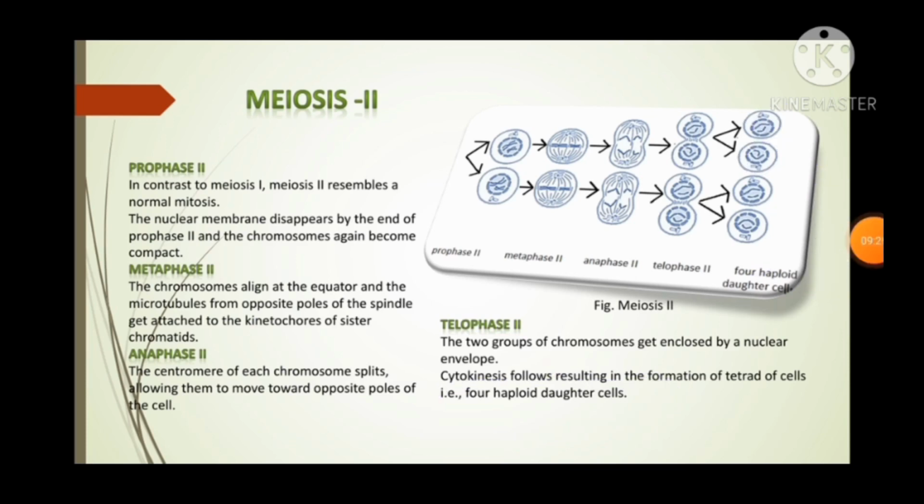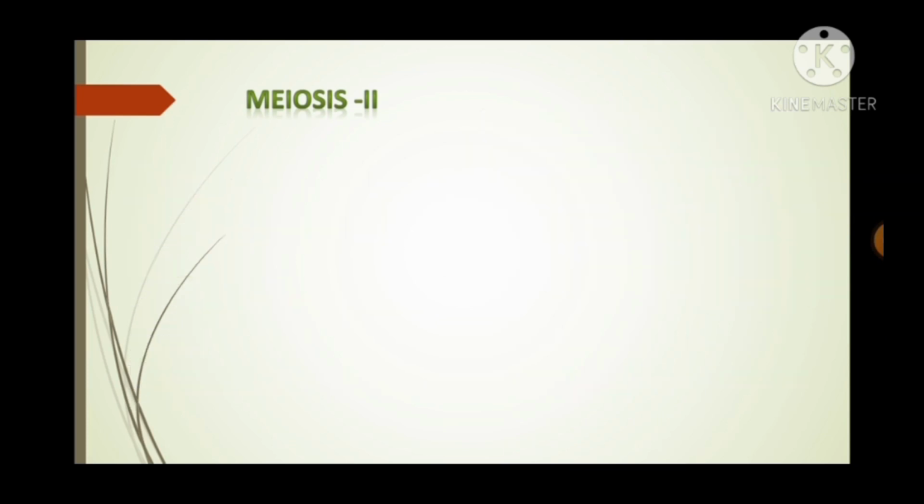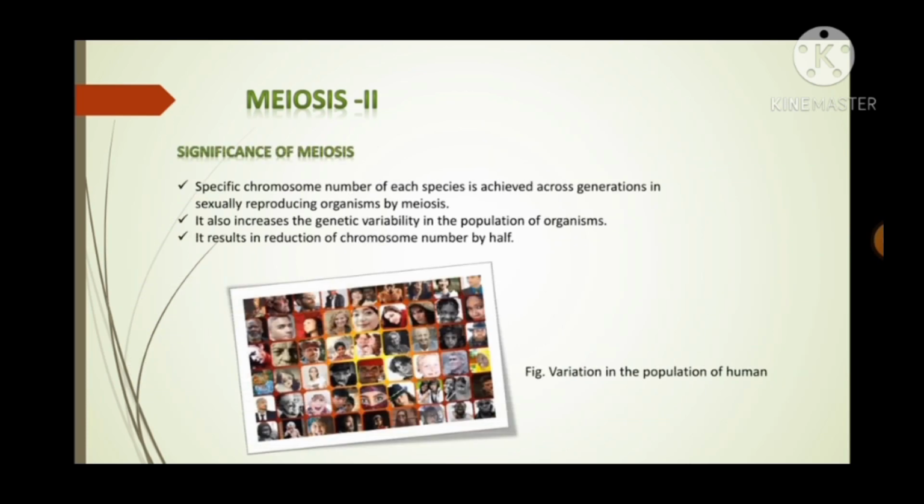Now let us discuss the significance of meiosis. Children, the specific chromosome number of each species is achieved across generations in sexually reproducing organisms by meiosis. So the number is maintained. It also increases the genetic variability in the population of organisms, because two gametes from two different parents are involved, so that is why it leads to variation in the population of organisms.